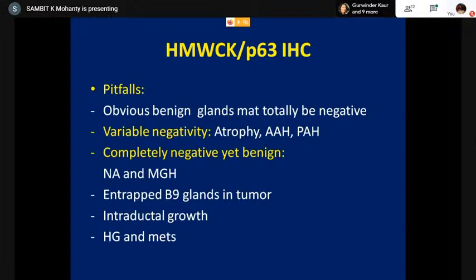Then pitfalls. A totally benign gland can be negative. Atrophy, atypical adenomatous hyperplasia, and partial atrophy, pseudoatrophic hyperplasia, they show variable negativity and partial staining. If you see one or two nuclei or cytoplasm positive, we call it benign.